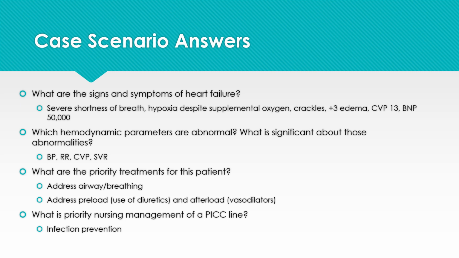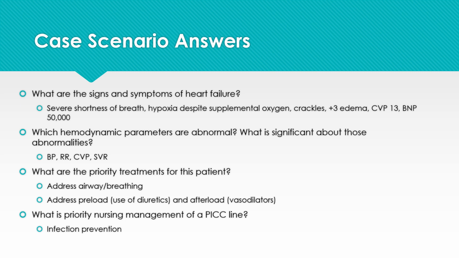Which hemodynamic parameters are abnormal and what's significant about these abnormalities? So the blood pressure was abnormally high, the CVP is high, and the stroke volume is high. So we have too much preload and we have too much afterload. And then the other thing to consider was the respiratory rate is high. And so this patient is not only in cardiac distress, but they're also in respiratory distress.